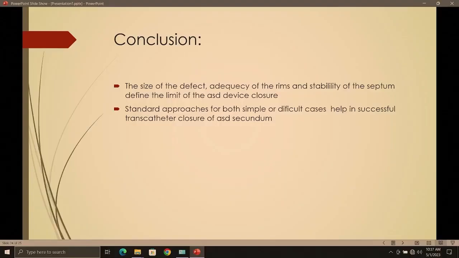So in conclusion, the size of the defect, the adequacy of the rims, and the stability of the septum define the limit of the ASD device closure. A standard approach for both simple or difficult cases helps in successful transcatheter closure of the ASD secundum.